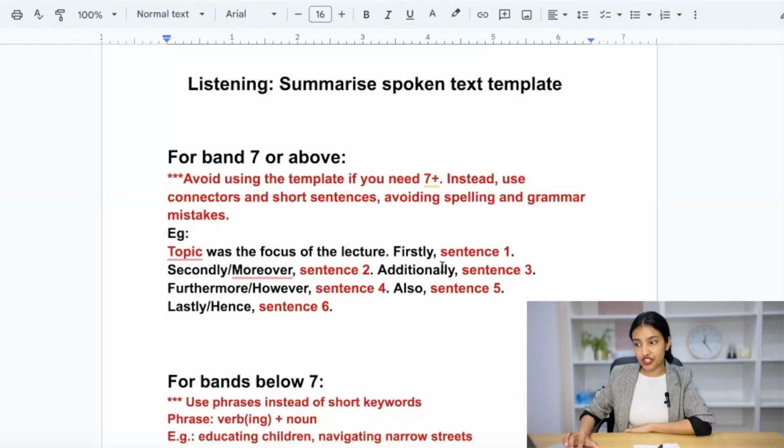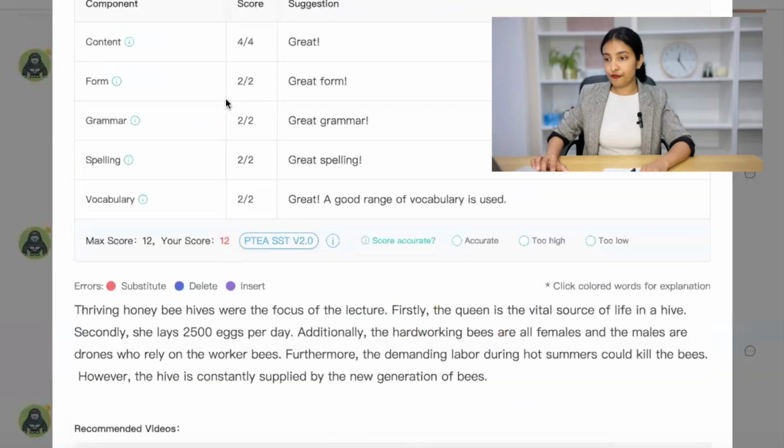Okay, so the first template goes like this for high scorers, focus of the lecture. Firstly, you write the sentence as it is. Secondly, another sentence. Additionally, another sentence. Moreover, another sentence. Also, another sentence. Lastly, or hence, another sentence. So what I've done is I have used my notes, and I had written this answer before we started the video just to make it quicker. You can see my score here. I've got 4 on 4 for content, 2 on 2 for form, 2 on 2 for grammar, 2 for spelling, and 2 for vocabulary.